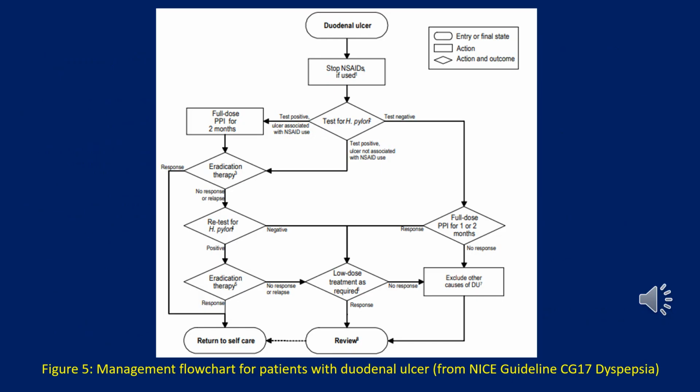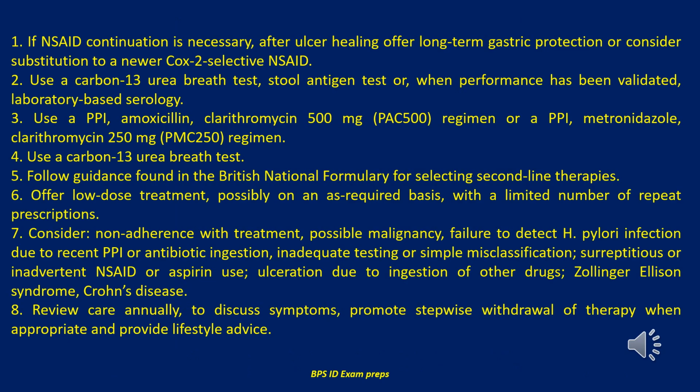Pause the video and carefully scrutinize figure 5 summarizing the management flowchart for patients with duodenal ulcer, from NICE guideline CG17 dyspepsia, before advancing to the next slide. 1. If NSAID continuation is necessary, after ulcer healing, offer long-term gastric protection or consider substitution to a newer COX-2 selective NSAID. 2. Use a carbon-13 urea breath test, stool antigen test or, when performance has been validated, laboratory-based serology.